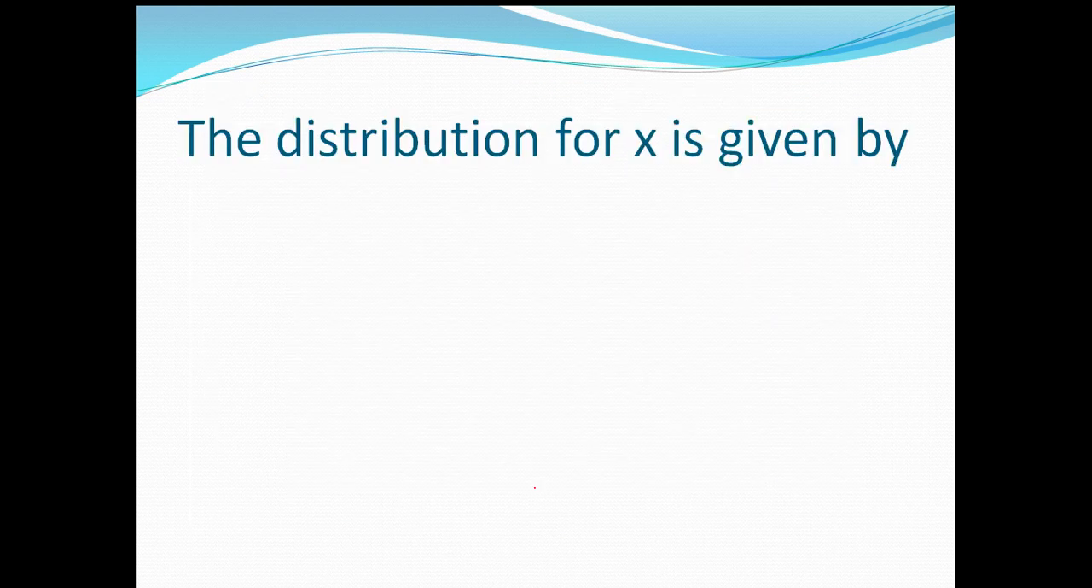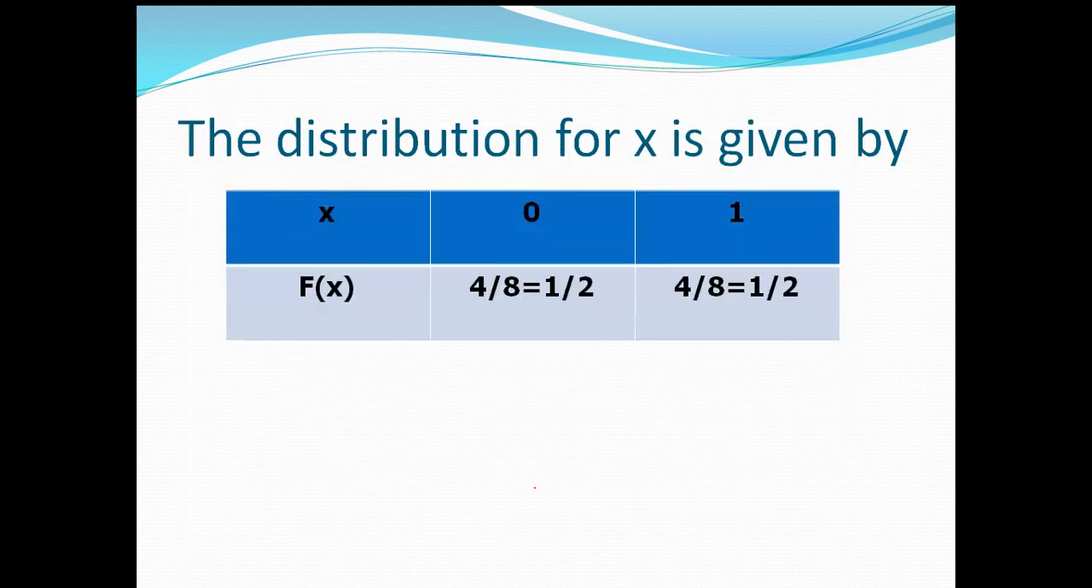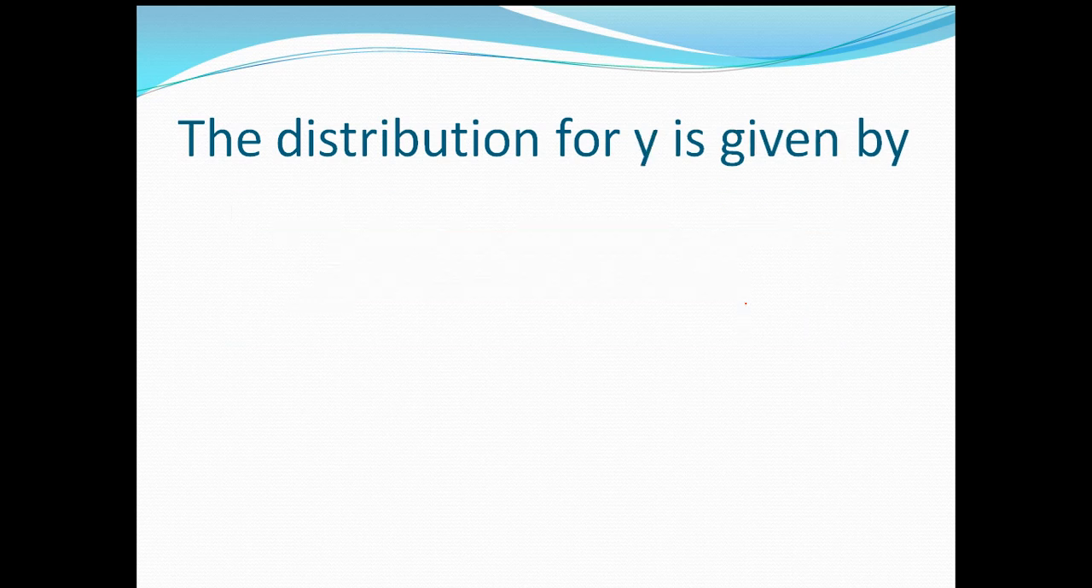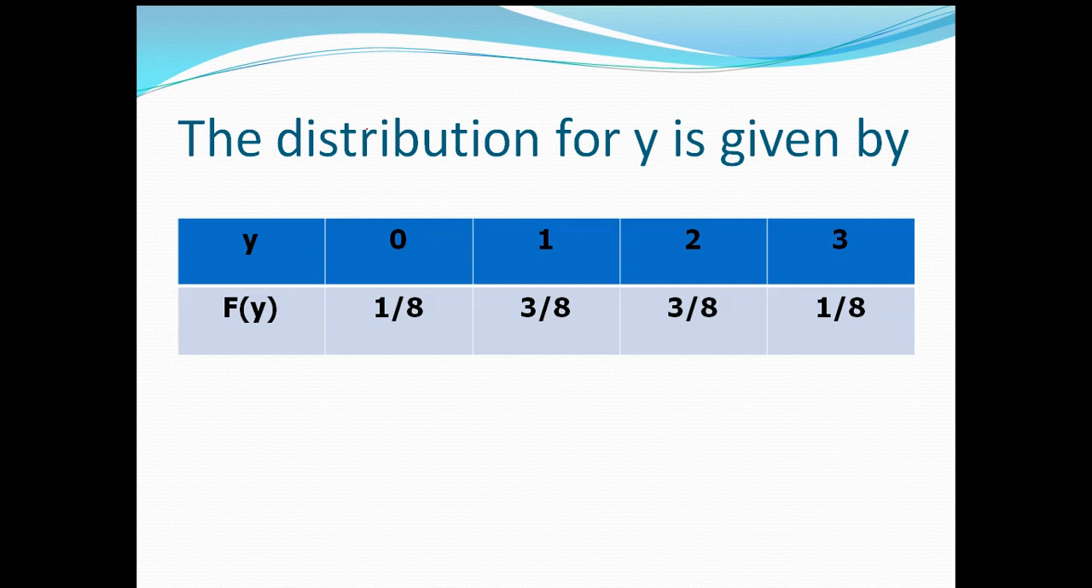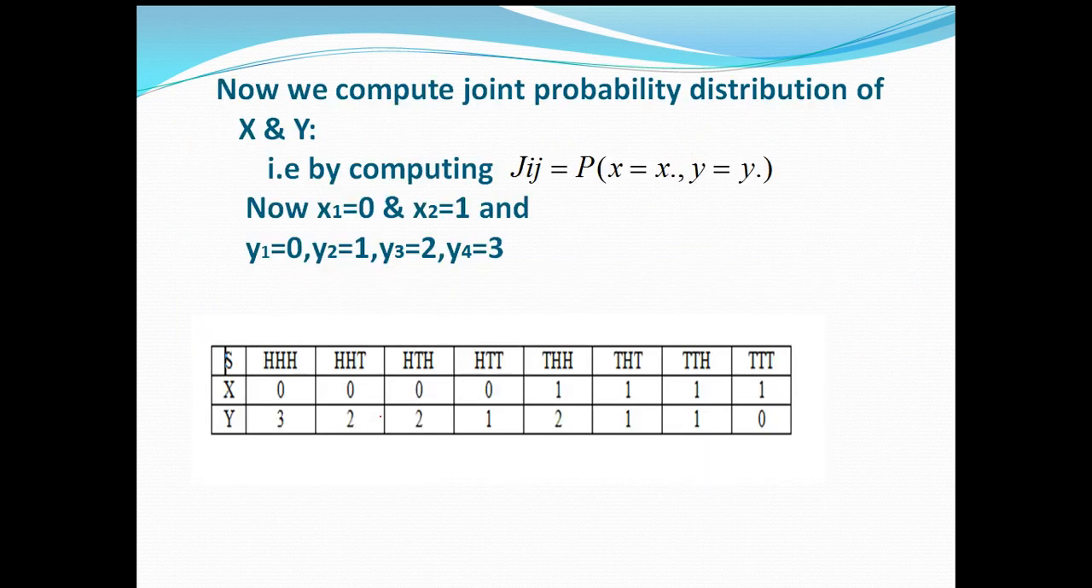So we got the x distribution and we got the y distribution. Now we can write the distribution for x: when x is equal to 0, f of x is equal to 1 by 2. When x is equal to 1, f of x is equal to 1 by 2. The distribution of y is given as follows: y takes the value 0, 1, 2, 3, and f of y is equal to 1 by 8, 3 by 8, 3 by 8, 1 by 8. So this is about the x distribution and y distribution.